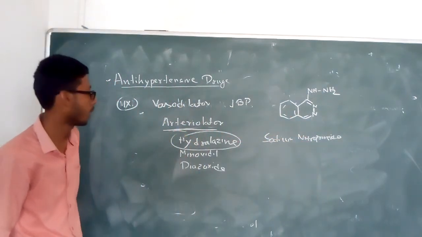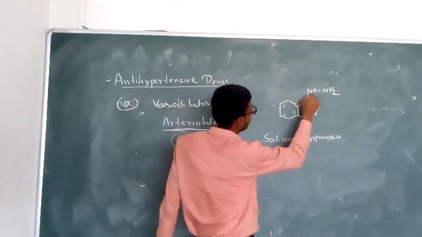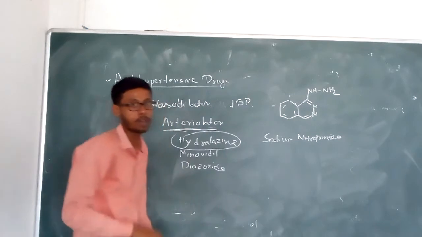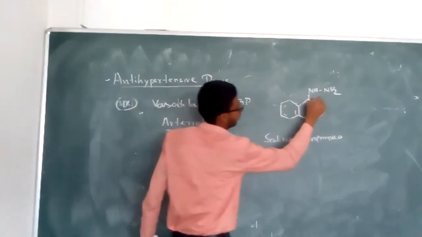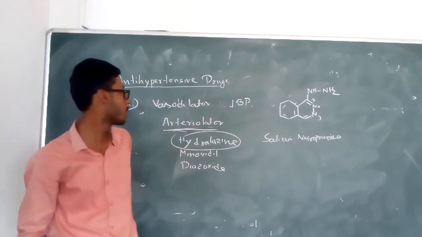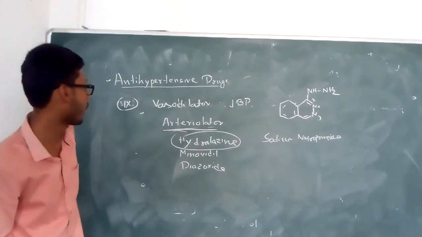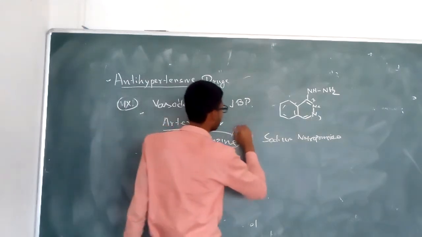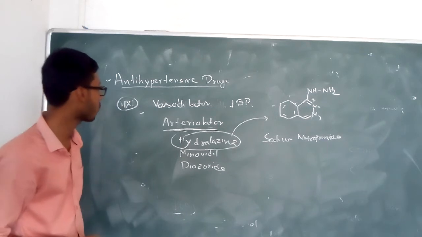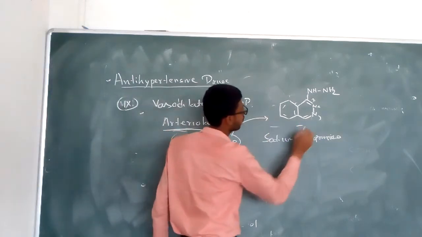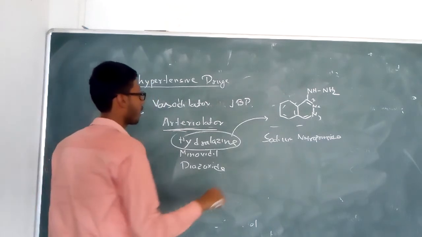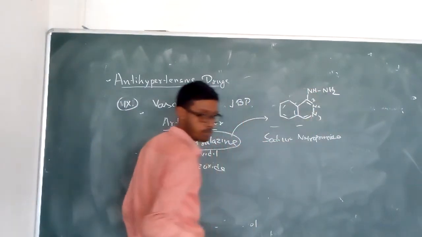So the IUPAC name of that compound is 1-hydrazinophthalazine. Remember the nucleus of hydralazine and also the whole structure, as a question may be asked. It is a phthalazine derivative containing a hydrazine group at the 1 position.